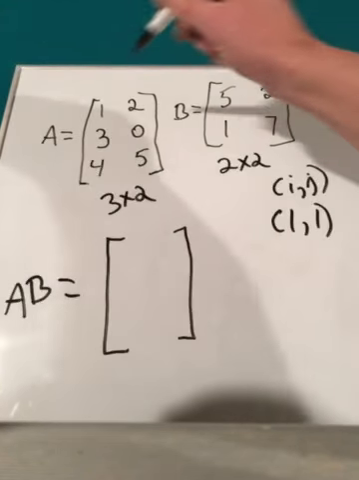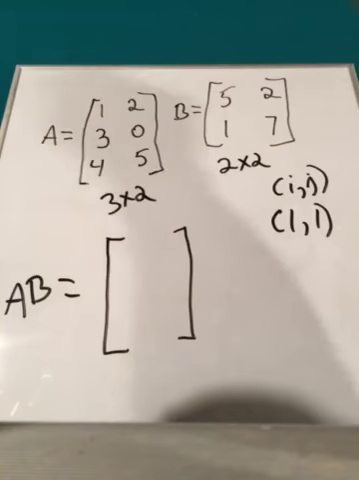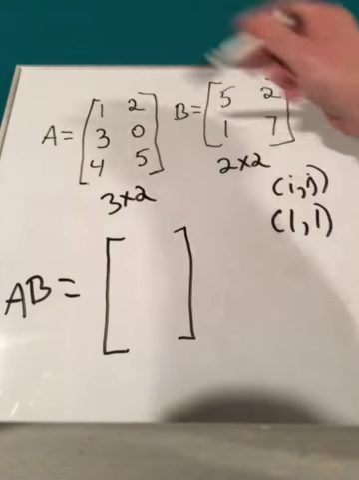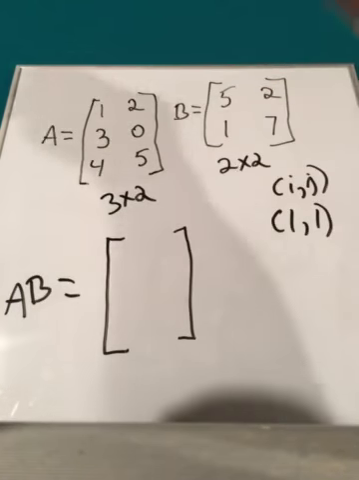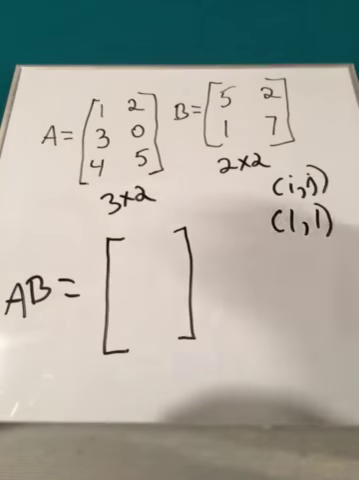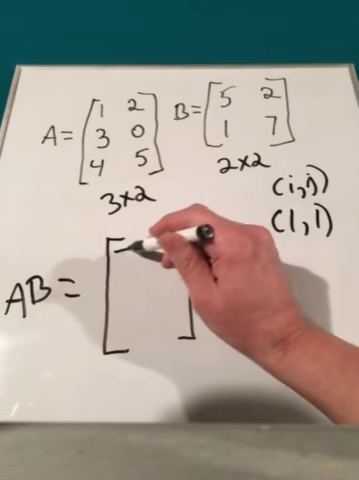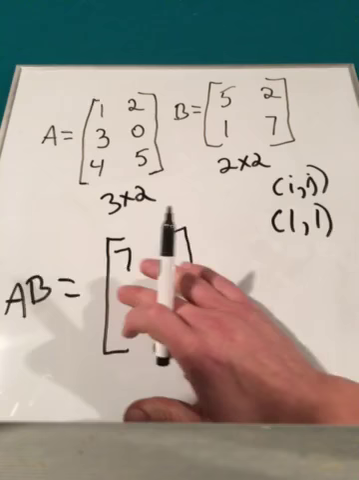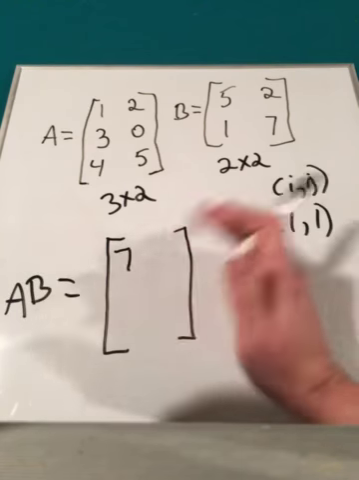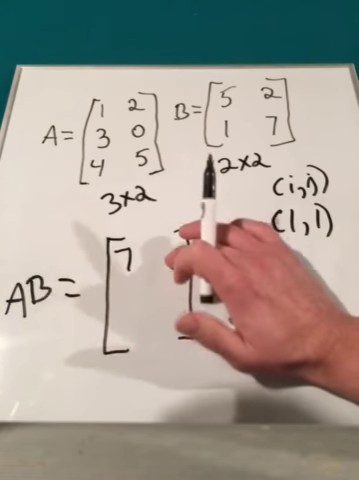So what's the first row? We just take 1, 2, and we dot that with 5, 1. So 1 times 5 plus 2 times 1. That's just 5 plus 2, that's 7. And then you can go any entry you want, really.